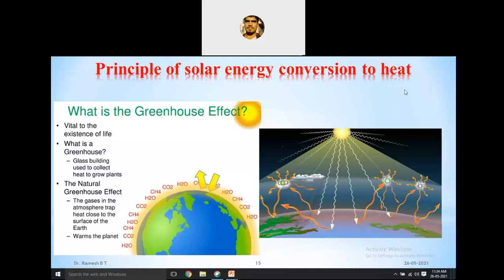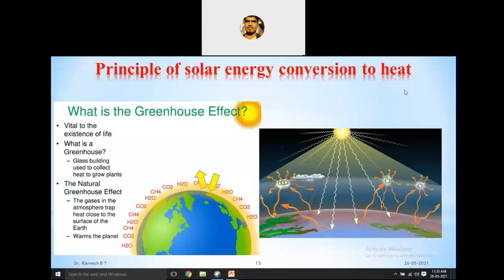In the figure you just observed, what is meant by the greenhouse effect? The greenhouse effect is vital to the existence of life, to the activities of human beings and living things. If there is no greenhouse effect, there are no living things. So what is meant by greenhouse effect? Greenhouse and greenhouse effect are different. The greenhouse effect means the increase in the temperature of the atmosphere, the global temperature. That is the greenhouse effect.